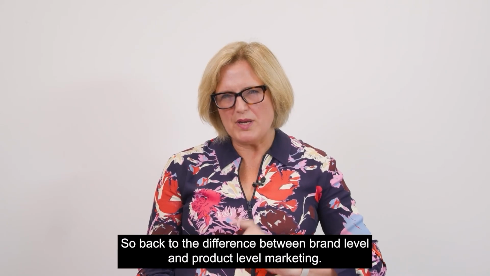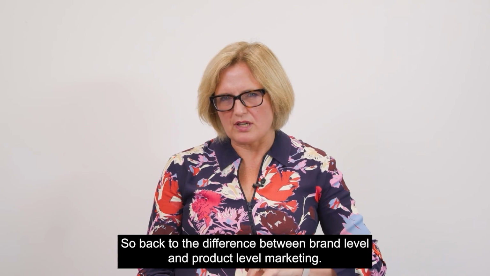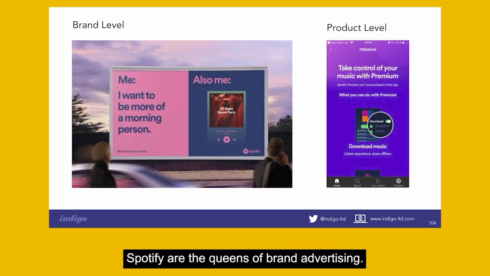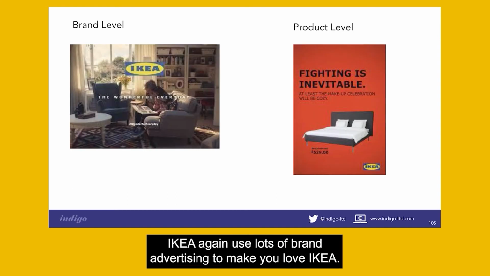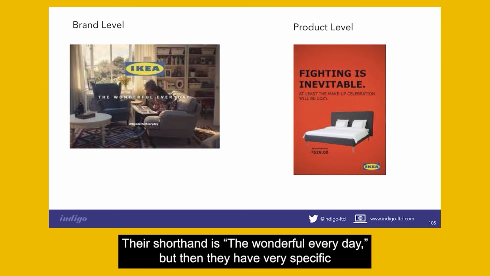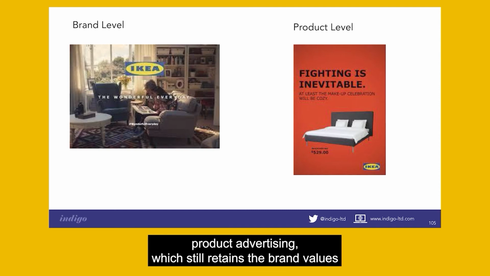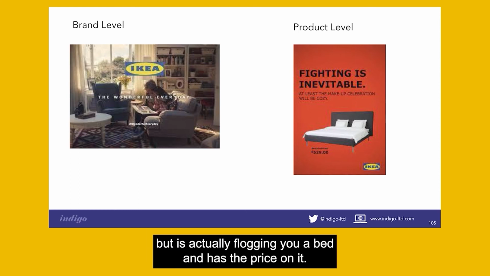So back to the difference between brand level and product level marketing. Here's a few examples of what I mean. Spotify are the queens of brand advertising. Spotify's brand or selling line is music for every mood, but they also do in-app ads to push you into the action bit of the AIDA model. IKEA, again, use lots of brand advertising to make you love IKEA. Their shorthand is the wonderful everyday. But then they have very specific product advertising, which still retains the brand values, but is actually flogging you a bed and has the price on it.